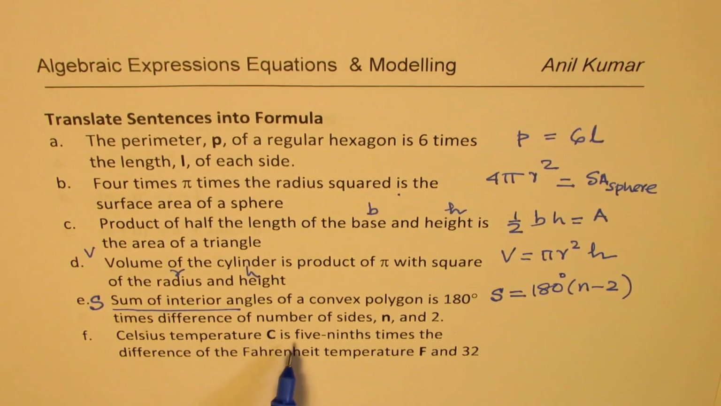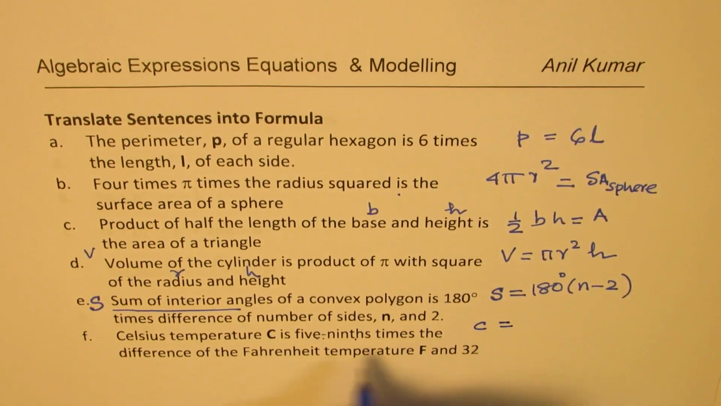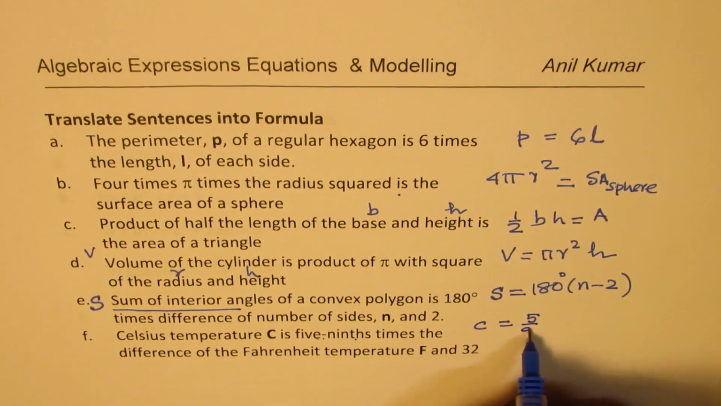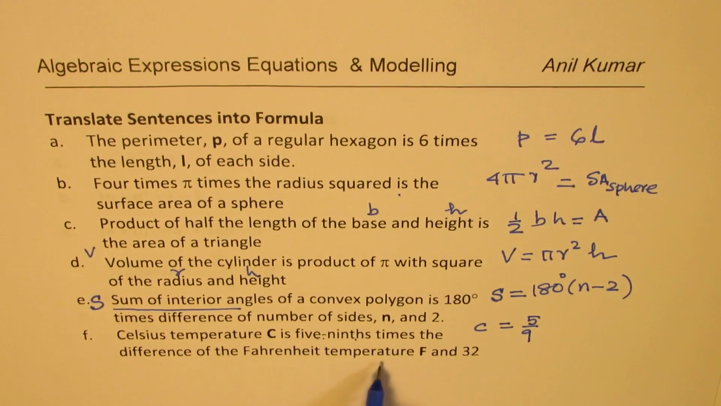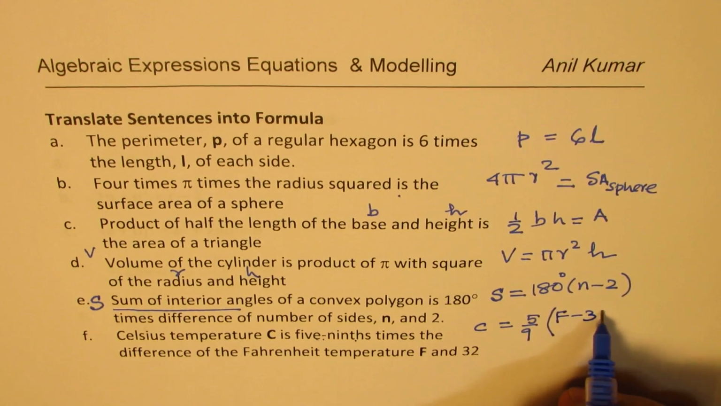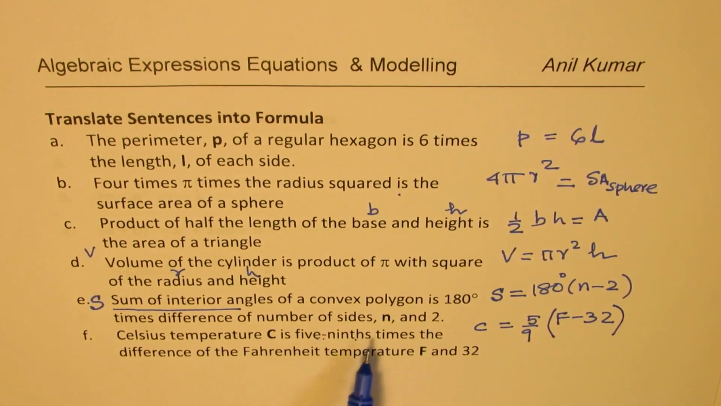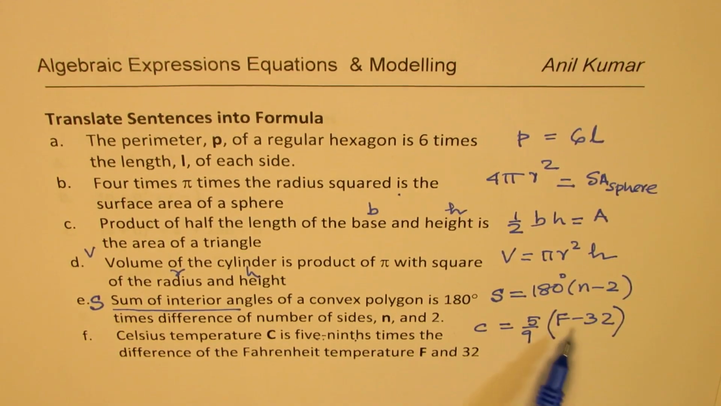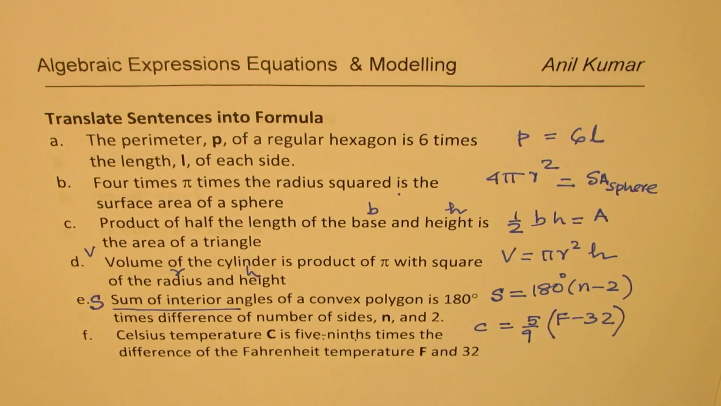Celsius temperature C is 5/9 times the difference of Fahrenheit temperature F and 32. So Celsius C is 5/9 times the difference of Fahrenheit temperature F and 32. So that comes in bracket F minus 32. Does that make sense? So 5/9 times the what? The difference of Fahrenheit temperature F and 32. So 5/9 is going to multiply both of them. So that is how we could write the formula from the given sentence.